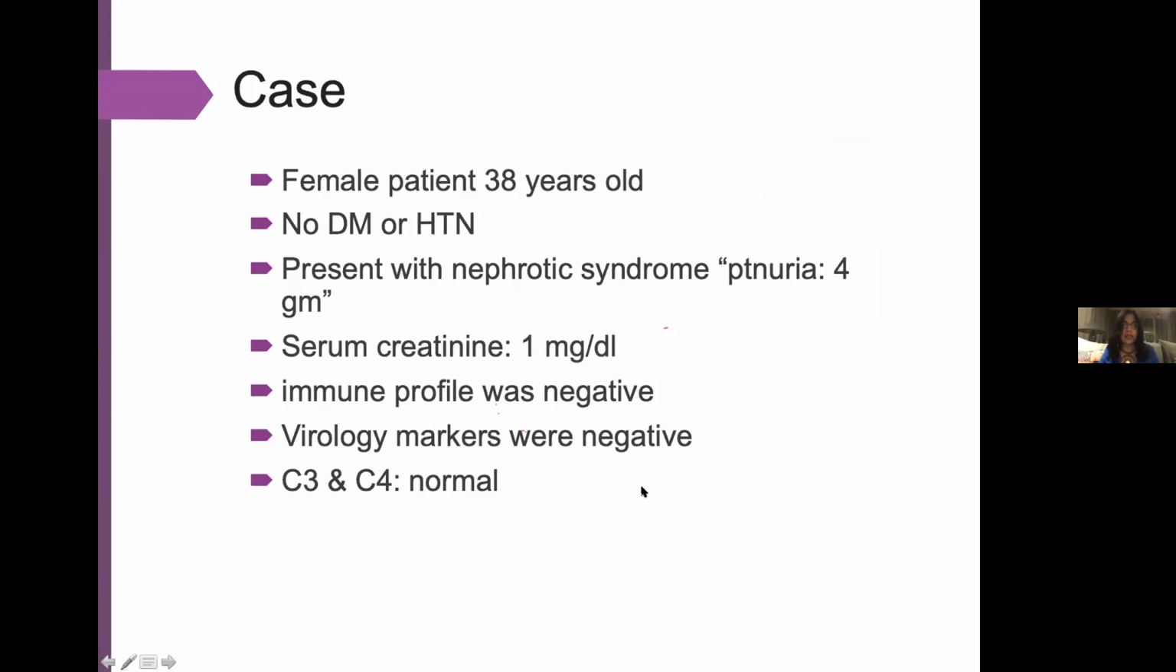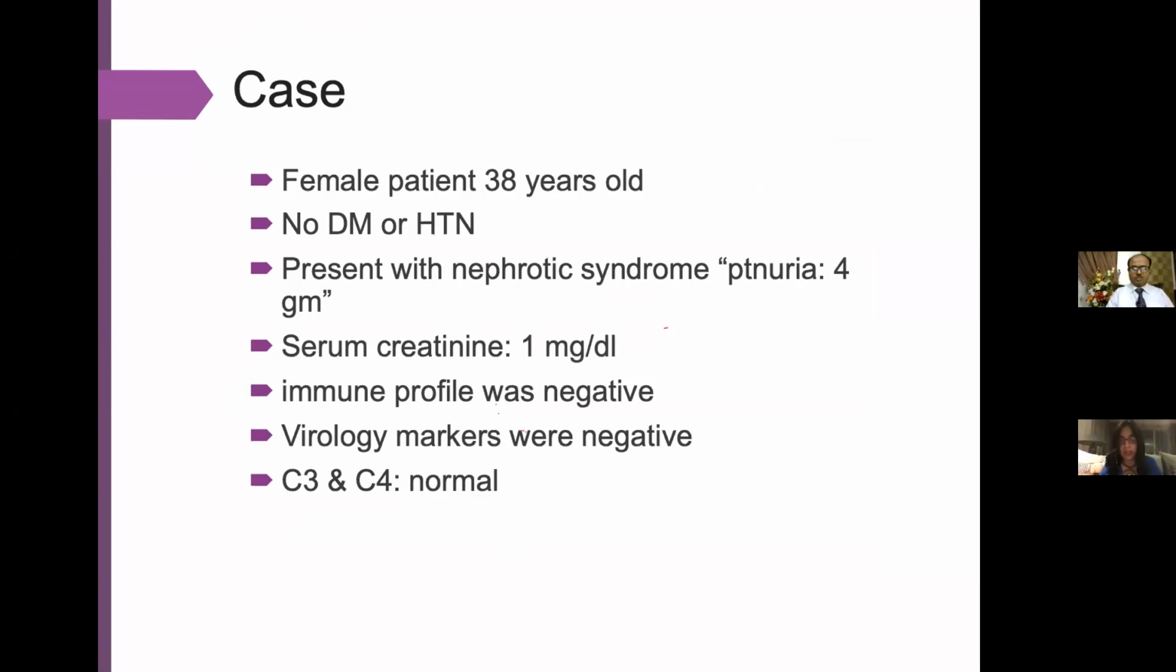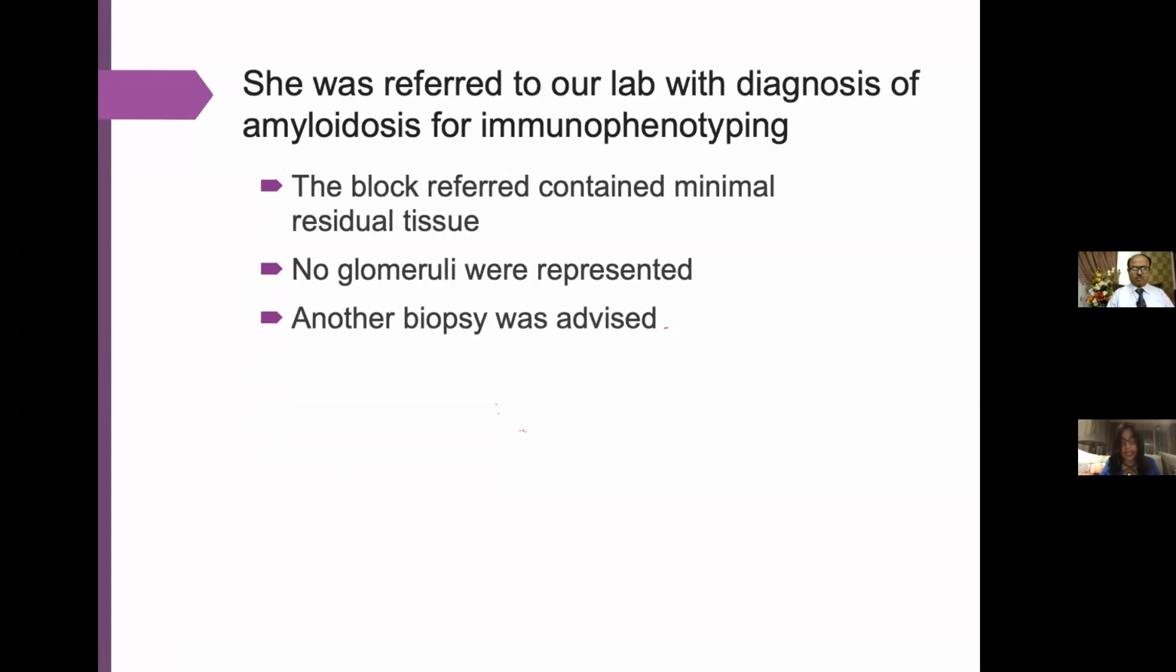Let us take this case. This was a female patient, 38 years old. She's non-diabetic and non-hypertensive. She presented with nephrotic syndrome. Her proteinuria was 4 grams. Her serum creatinine was 1. Immune profile was negative. Virology markers were negative, and her C3 and C4 were normal. So she presented with nephrotic proteinuria, and she was 38.